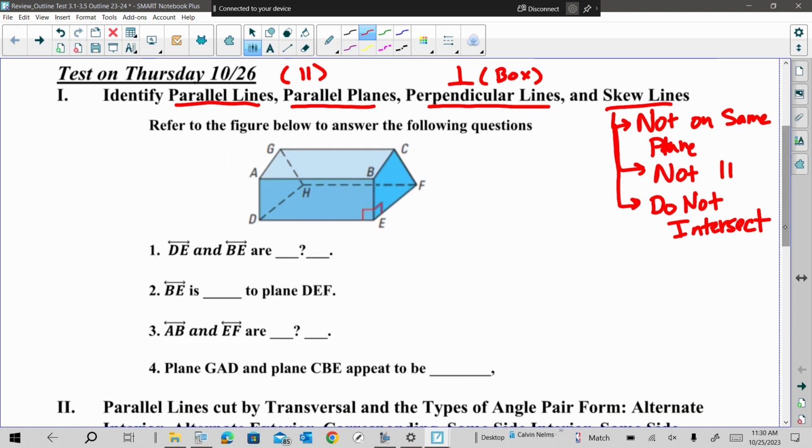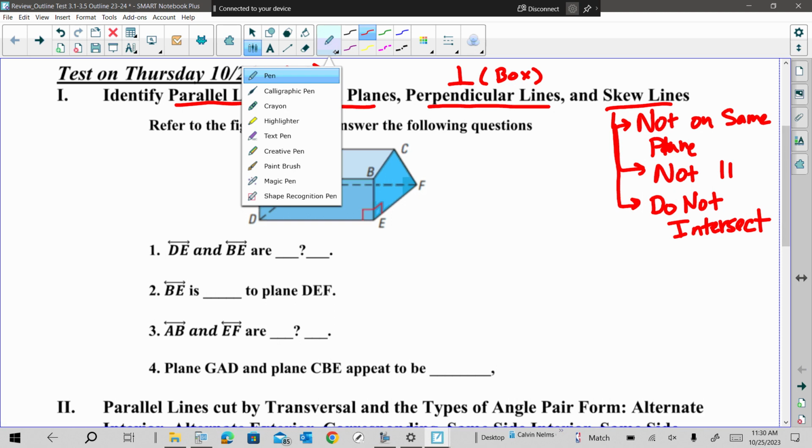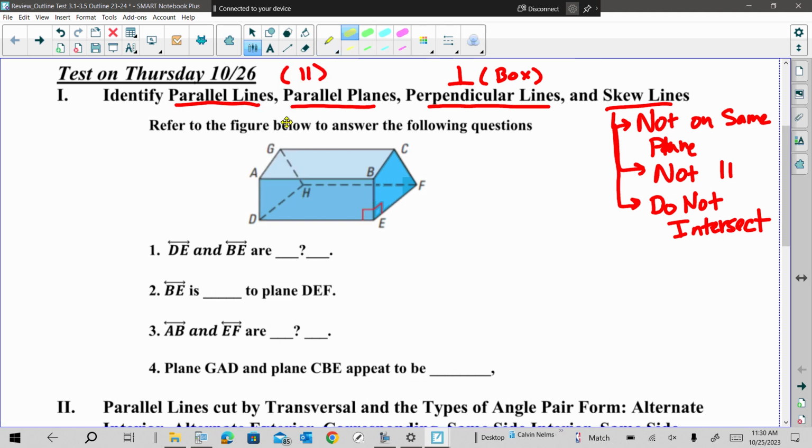So if you look at number 1 here, I'm just going to highlight to help you focus on which line. It says line BE. Oh, I'm looking at the wrong one, sorry, that's number 2. Line DE. DE is on the bottom plane right here. So we're focusing on DE and BE. So here's the BE. What's our evidence? What proof? There's the box. So we're just going to put an upside down T for the first blank, because they're perpendicular. I see the box. Okay?